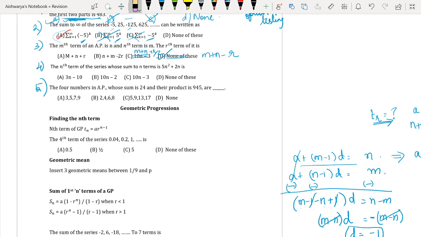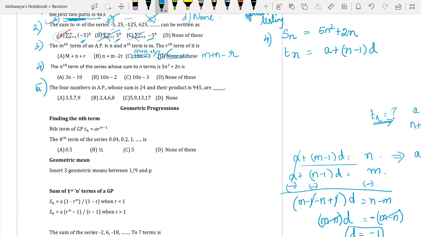The nth term of the series whose sum to n terms is 5n square plus 2n is? So the question is giving you the sum to n terms, which is 5n square plus 2n. Now the question is asking for the nth term. Nth term means Tn. How do we calculate it? A plus (n minus 1) into d.